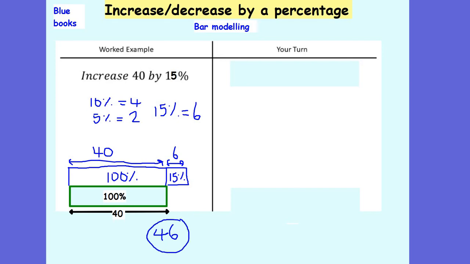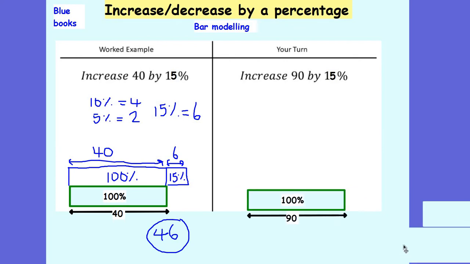In your dark blue books, can you please now have a go at this example for me? Can you increase 90 by 15%? Draw the bar model, it's going to help you out. Pause the video for a couple of minutes and do that now. Okay, I'm going to go through it. Here's my bar, 100%. This time I'm adding on 15%.